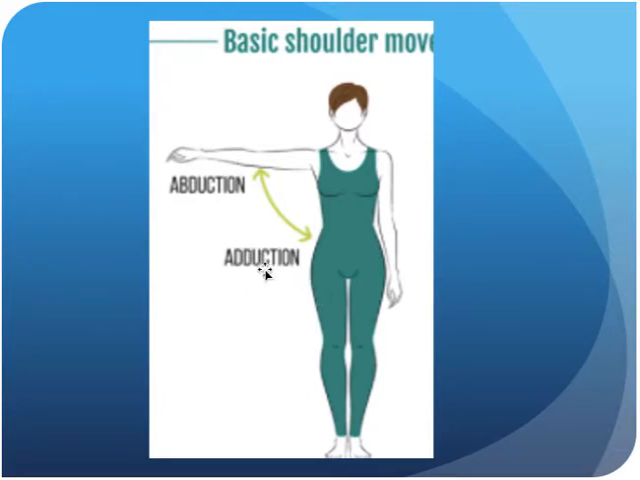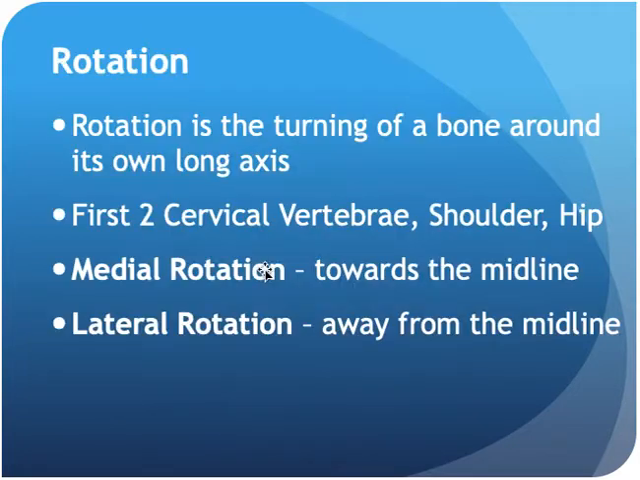You can see that it's moving in a different plane than if I raised it forward and raised it behind me. Okay, so we also have rotary motion. Rotation is the turning of a bone around its own long axis. We get a lot of this in our cervical vertebrae. Okay, and we're going to term these based on whether they are moving towards midline or away from midline.